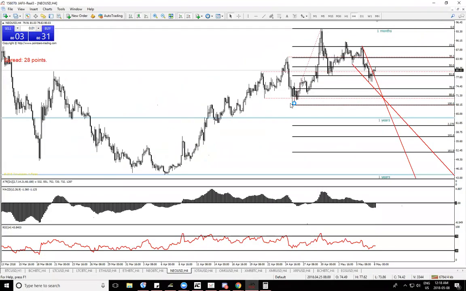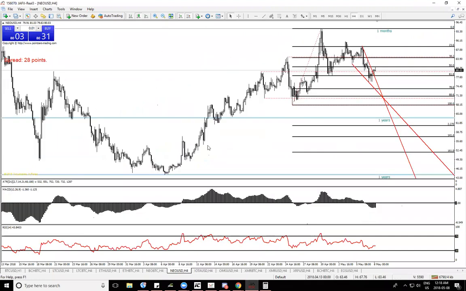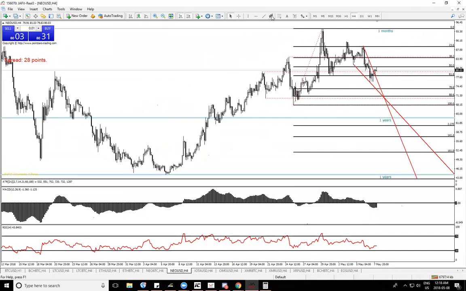Neo USD, let's see if it looks different. See, that one shows already broken. So we'll draw the other stuff as well if we can.